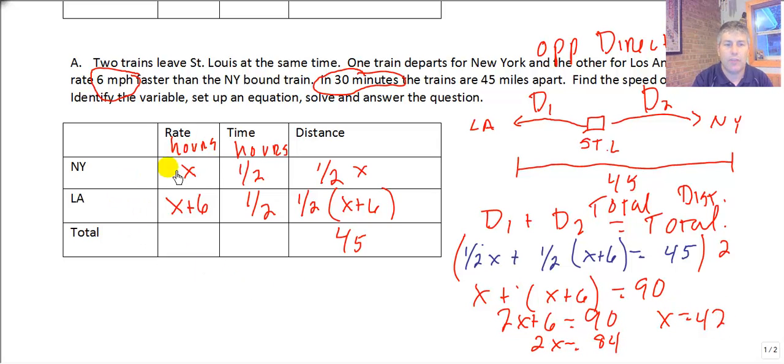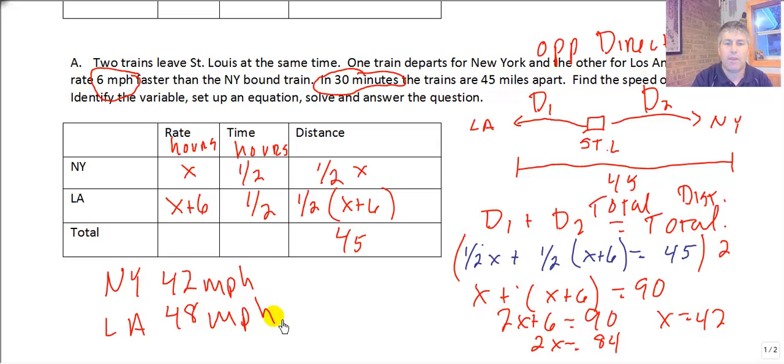So x is the rate of the New York bound train. So the New York bound train is 42 miles per hour, and the LA bound train is 6 miles an hour faster. 42 plus 6, 48 miles per hour.